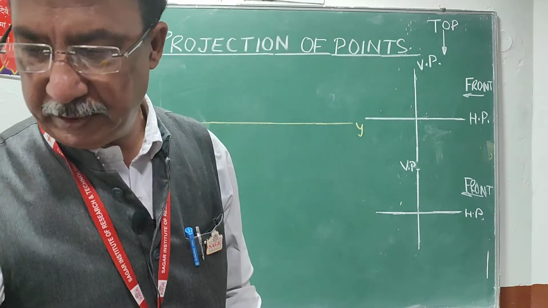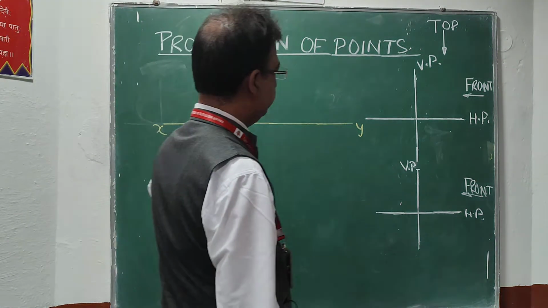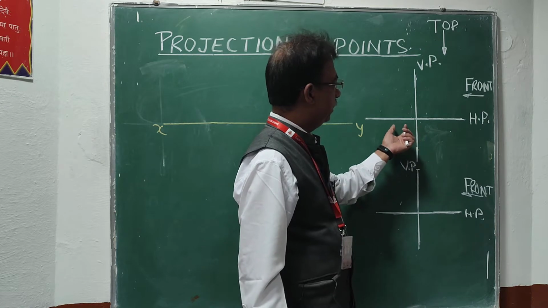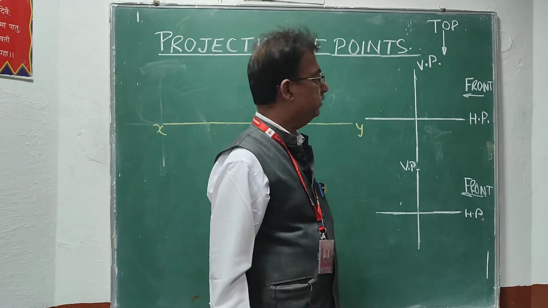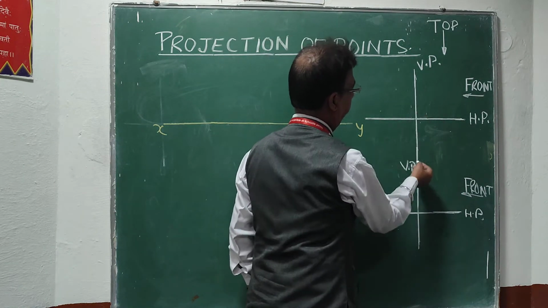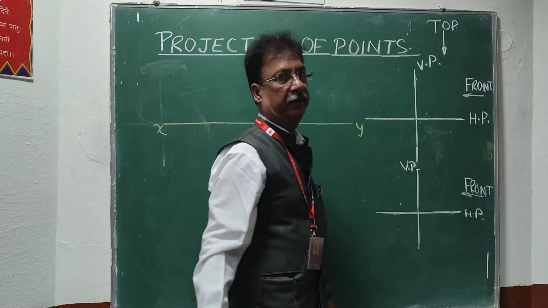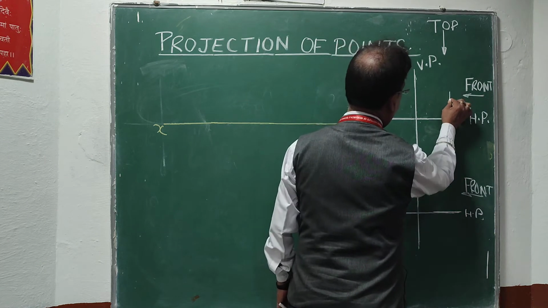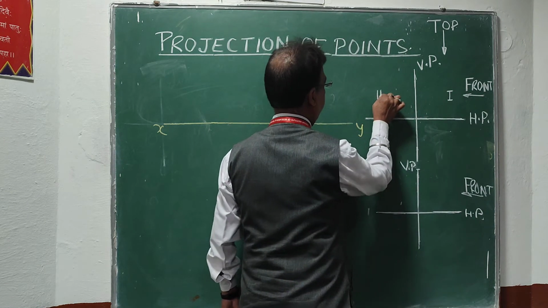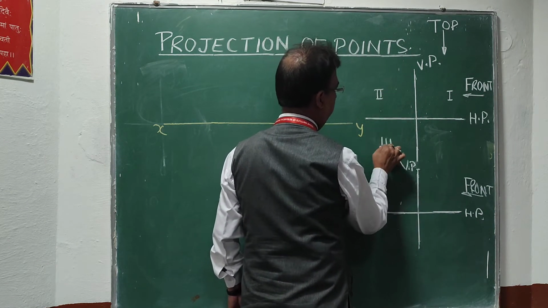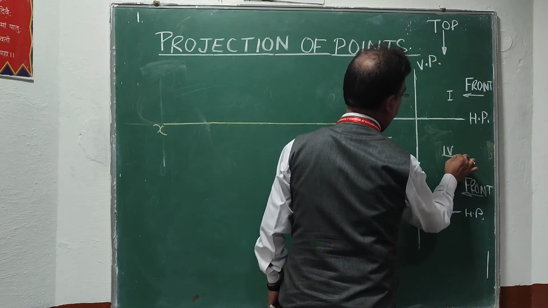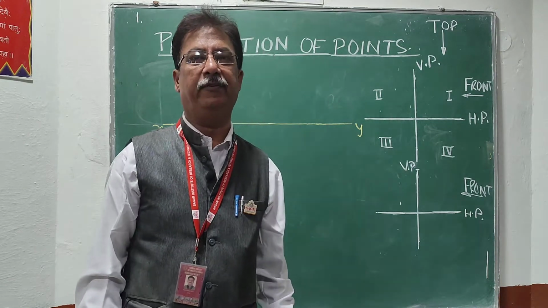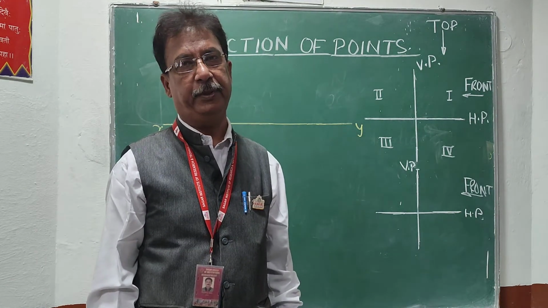So here I am starting with this figure, which is the side view of our reference planes, that is, the horizontal plane and the vertical plane, and this is your location, the front position. As we already know, this is our first quadrant, this is second, this is third, and this is fourth quadrant. Whenever a point is in the first quadrant, we say that the point is above HP and in front of VP.